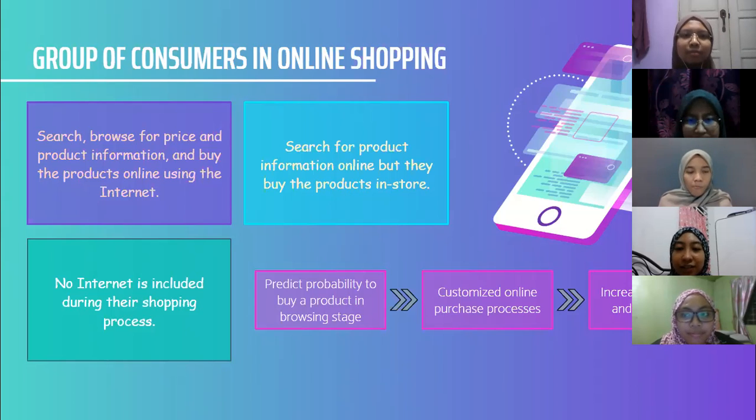So researchers mentioned that predicting the probability of an online customer to buy a product in the browsing stage can lead to customized online purchasing processes, where consumers are likely to browse the products that have additional information, and they will take some incentives to decrease the risk while online shopping. So when researchers predict probability during the browsing stage, this will increase the market share and sales revenue.